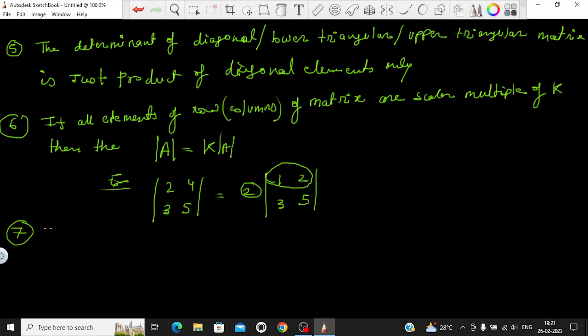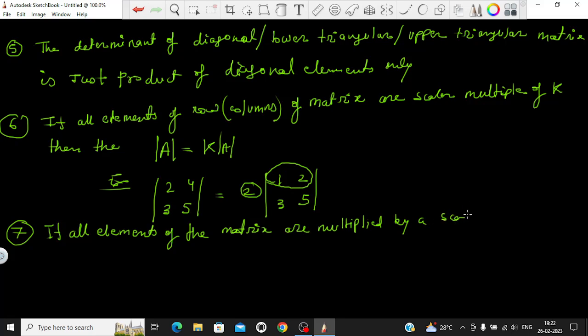See here, if all elements of the matrix are multiplied by a scalar k, then the determinant of kA will be equal to k to the power n times the determinant of A. You can write like this.